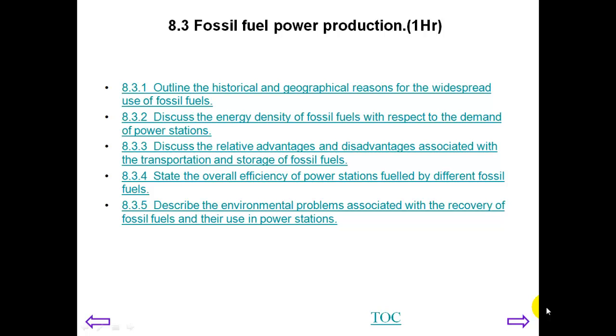Fossil fuel power production. Since this is such a dominant use of energy sources, it gets a special mention in the syllabus. There are 5 points to look at: the historical and geographical perspective, the energy density of fossil fuels, the advantages and disadvantages to do with the transportation and storage of fossil fuels, the efficiency of power stations, and the environmental problems with the recovery of fossil fuels and their use.